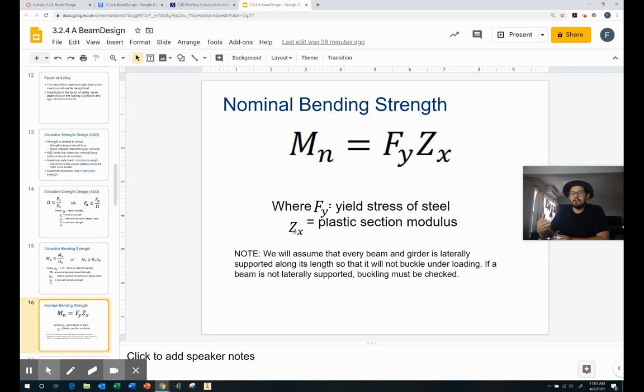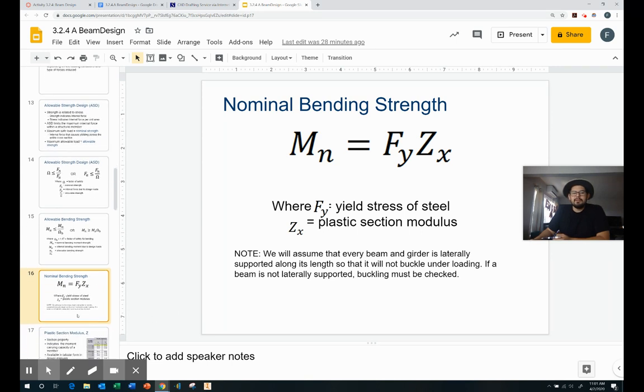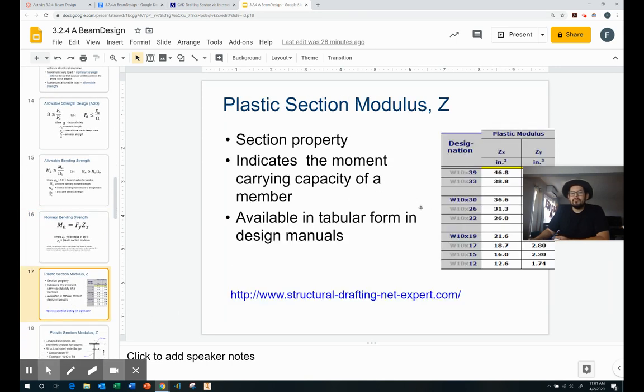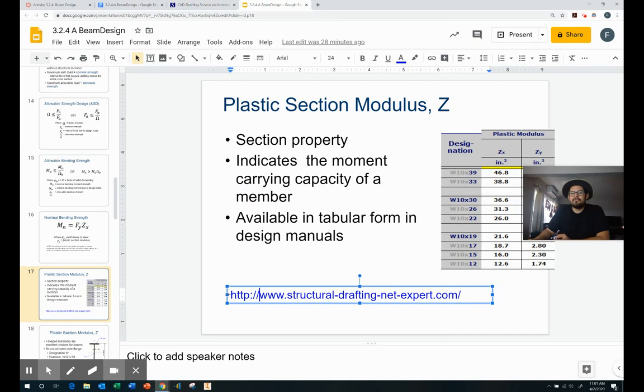It's dependent on the size of the beam. So it's kind of like saying what's the moment of inertia, right? The plastic section modulus is a property of the shape of the beam times the strength of the beam, right? So where are you going to find this information?